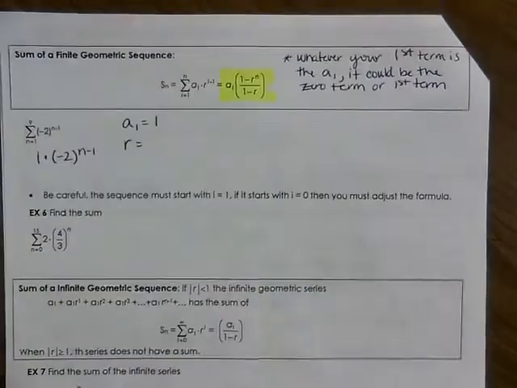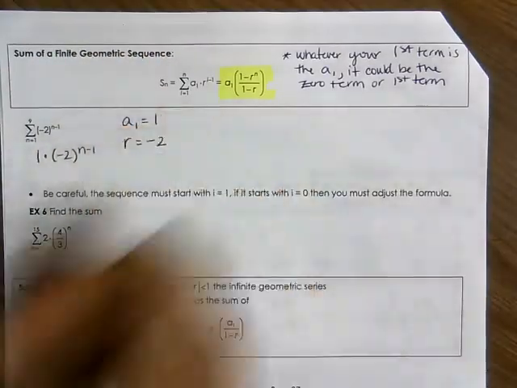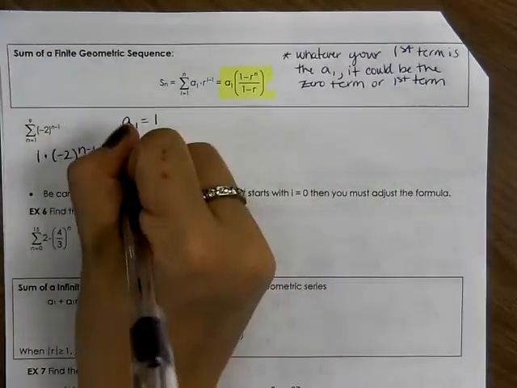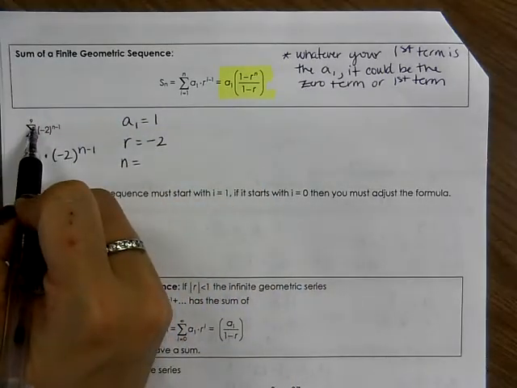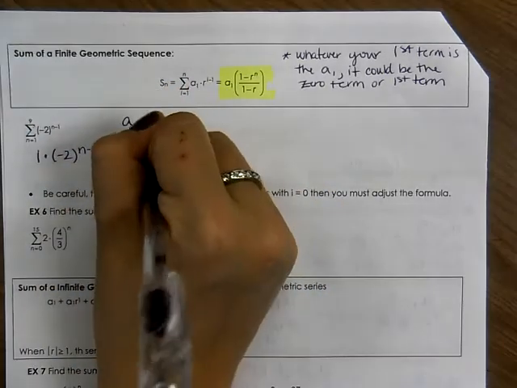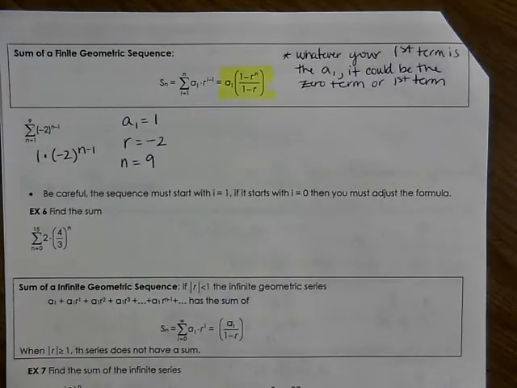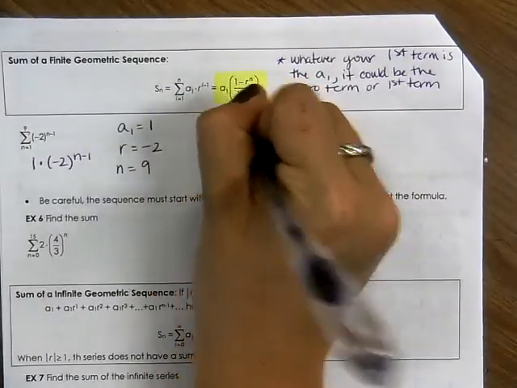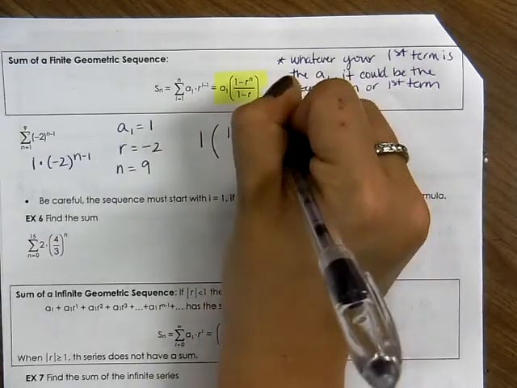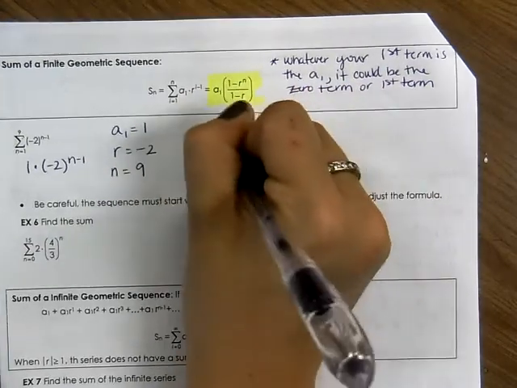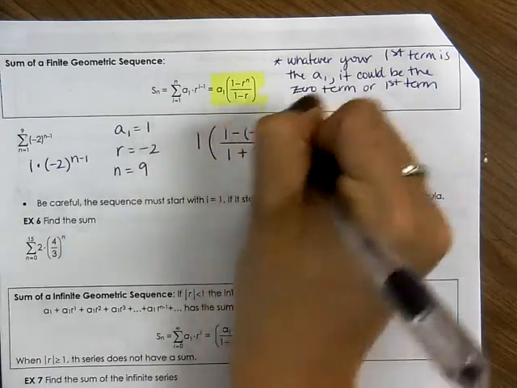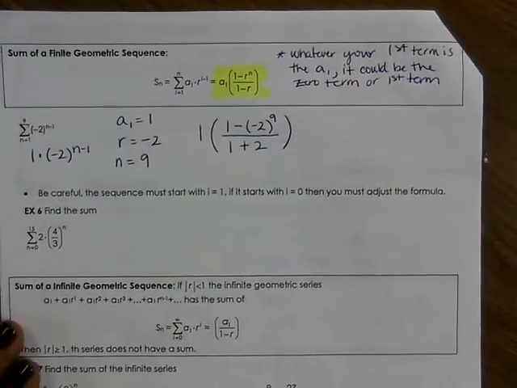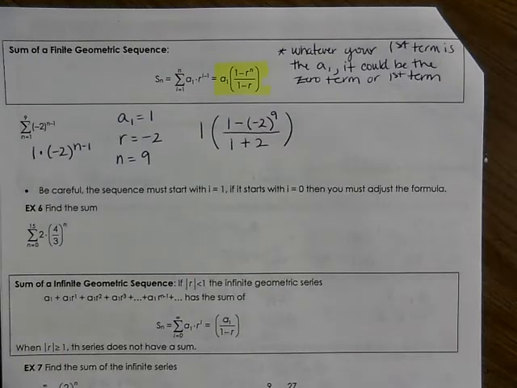What is r? Good, negative 2. And n in this case is 9, because there are 9 terms from 1 to 9. So I have n, I have r, I have a sub 1, and I'm ready to substitute. a sub 1 is 1 times 1 minus r to the 9th power divided by 1 minus r. Now this one I want you to take the time to plug into your calculator, because it's a little more complex to plug in. So practice.